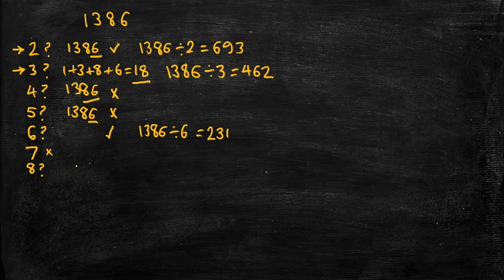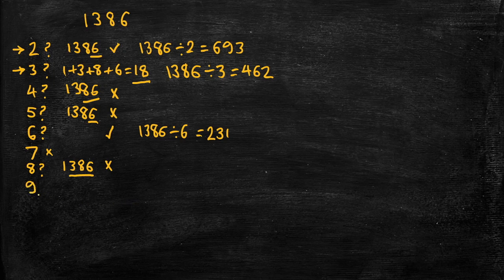There are a few divisibility rules for 8, but I think probably the most straightforward one is to look at the last 3 digits and to ask if the last 3 digits are divisible by 8. And in this case 386 is not divisible by 8, and so the number itself is also not divisible by 8.